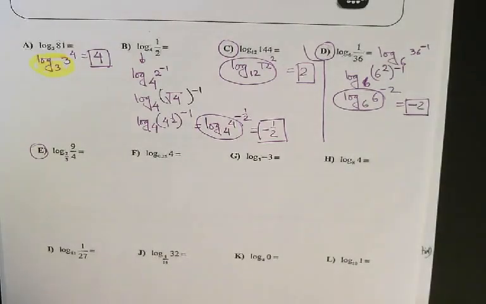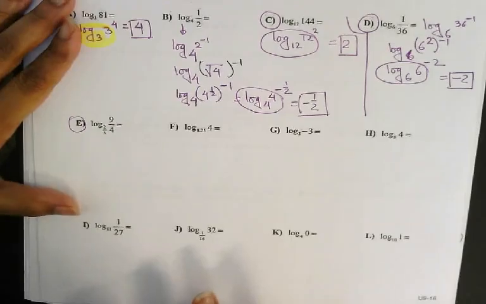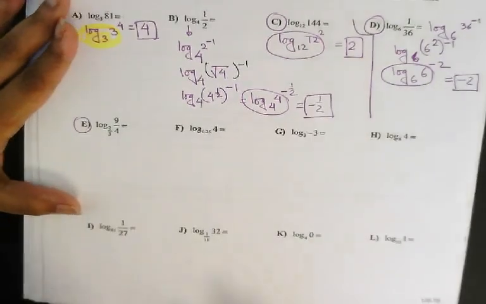Could anyone do E? You did it? I'm not judging anybody. I'm just asking. Okay, let's look at this one. It is negative 2.